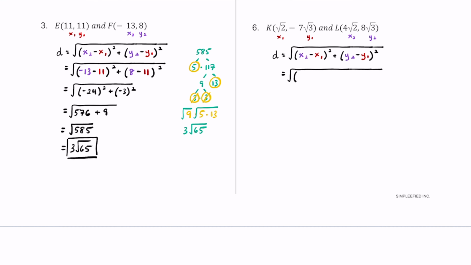Next, we're going to make some substitutions. So for x2, we have this 4 root 2, so let's take the 4 times the square root of 2, and let's find the difference between that and x1.